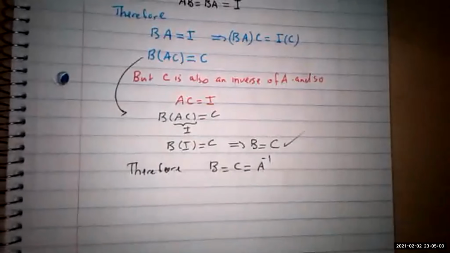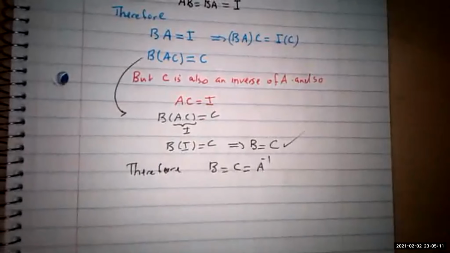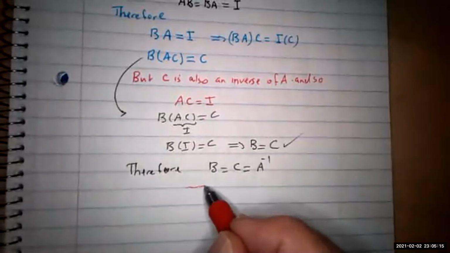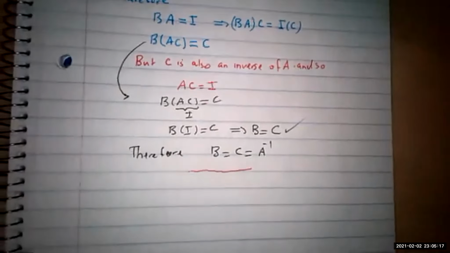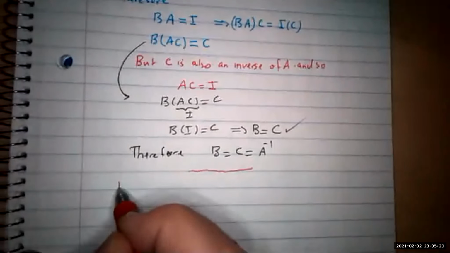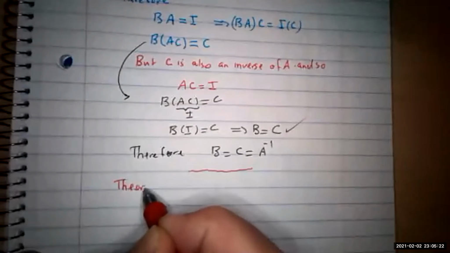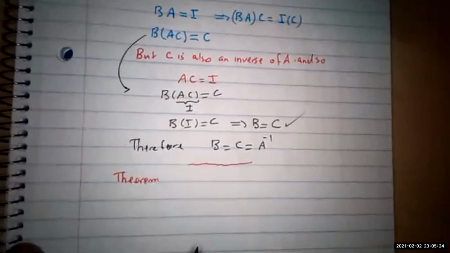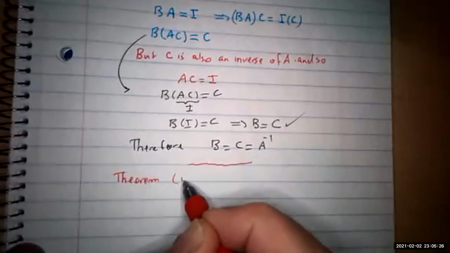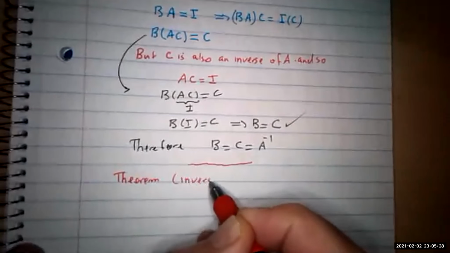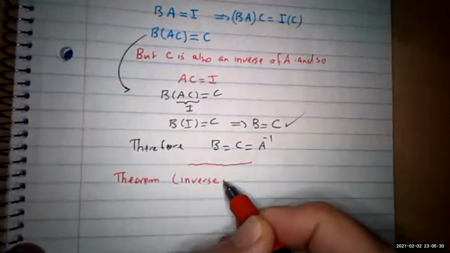Now, we are going to use the same idea to prove another great theorem. This next theorem will tell you that if two matrices are invertible, their product is also invertible. This is going to be very useful. We are going to use it several times. So what's this theorem? This theorem is about the inverse of products.